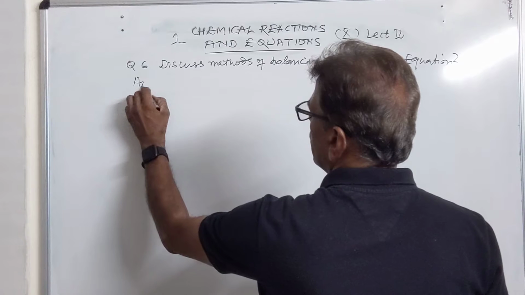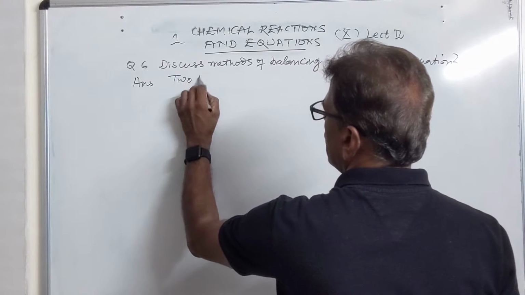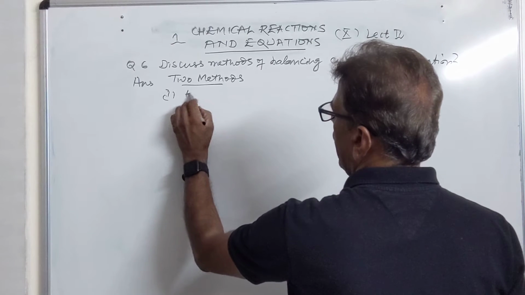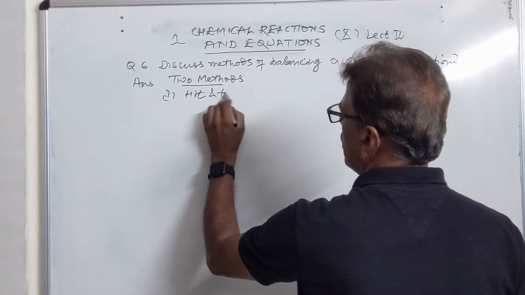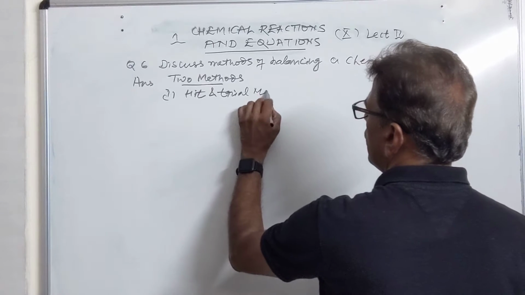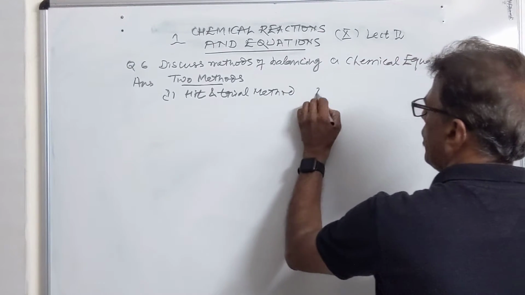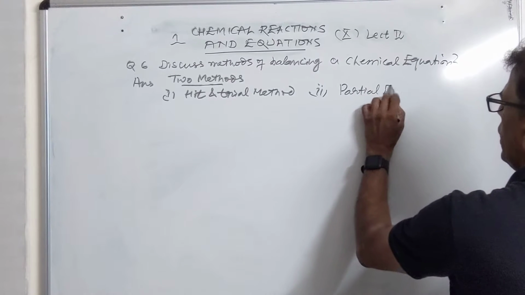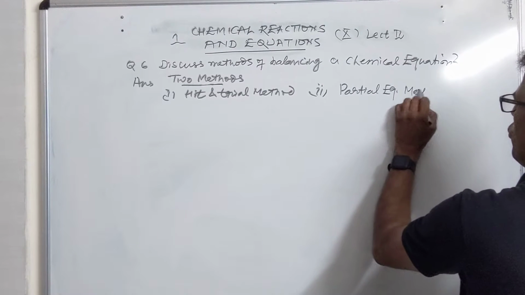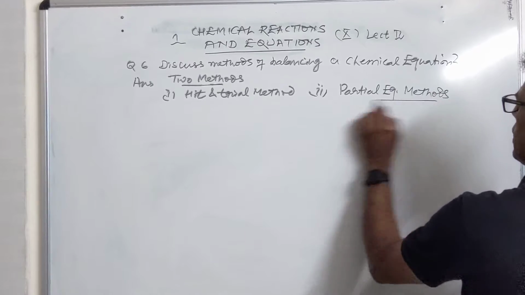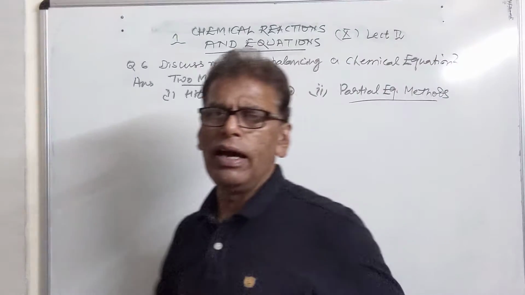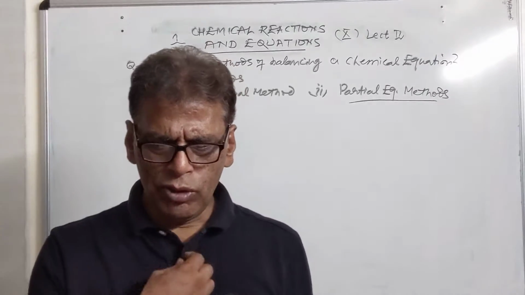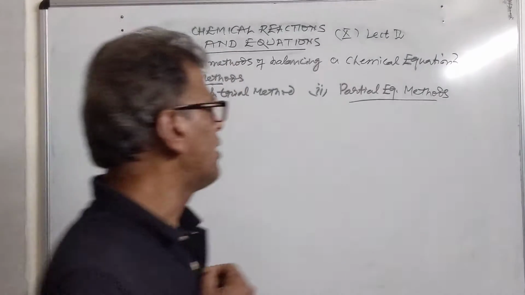So there are two methods for balancing of chemical equation. First method is hit and trial method, and then second method is partial equation method. Their main equation is split into two parts, and these two parts are balanced separately, then added together to get a balanced chemical equation. So now first of all we take hit and trial method.